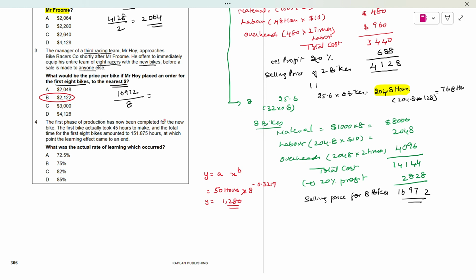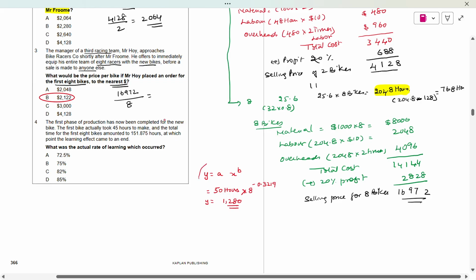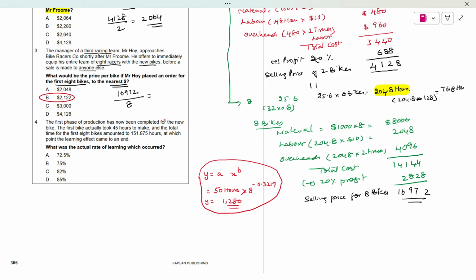Y equals a times x to the power of b. Are we going to match? We are not talking about that, we are talking about the profit, my dear. How can we use this? Y is the cumulative time. Are we asking for the cumulative time there? I know this, but I don't want to keep you in doubt. That is the reason I have done it. Are we finding cumulative time or the cost?